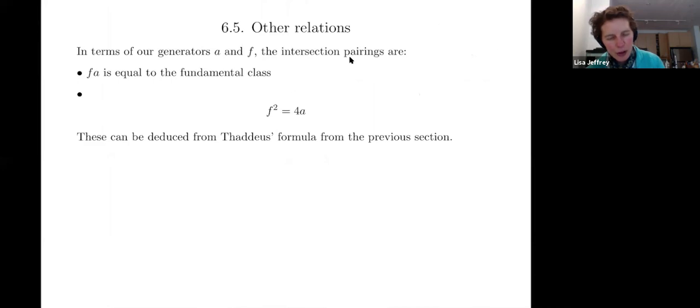So we see that A times F is equal to the fundamental class, and F squared is equal to 4 times A. And these can be extracted from Thaddeus's formula from the previous section. So that's a résumé of what was known about that particular case.